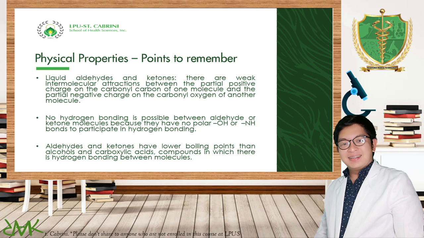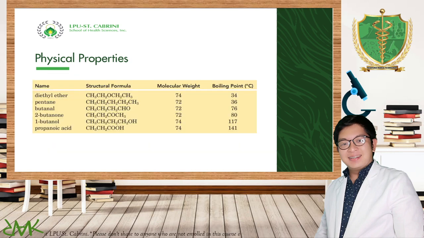compounds in which there is hydrogen bonding between molecules. Tama naman, di ba? There is hydrogen bonding between alcohols and carboxylic acids, but in aldehydes or ketones, it is not possible. All right. Okay. So we have here the summary of our boiling points.